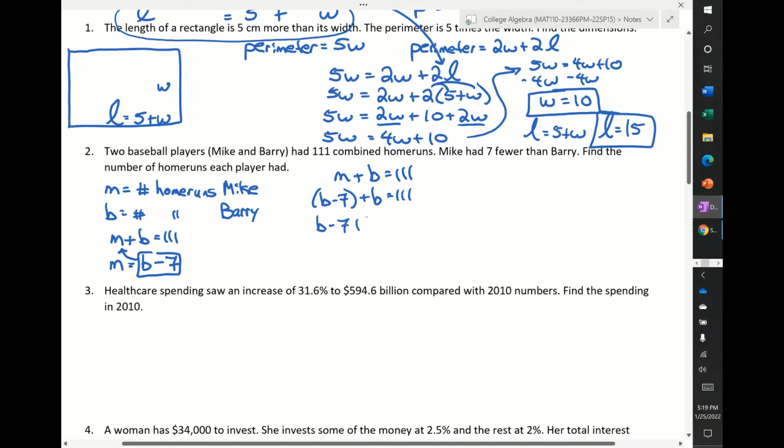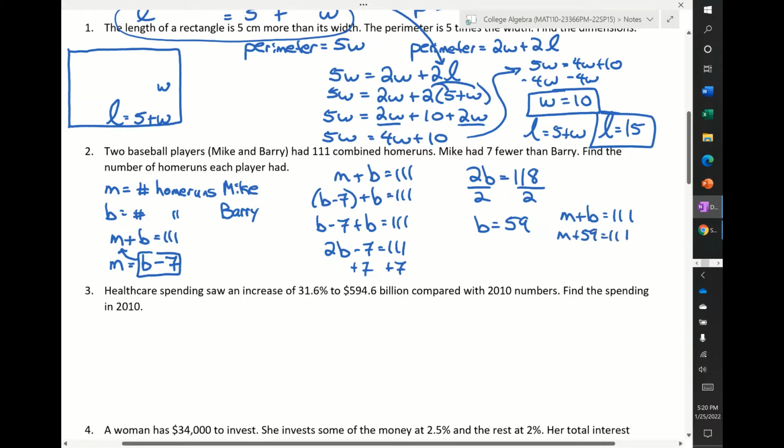We have B minus 7 plus B is equal to 111, combining our like terms. Add 7 and just use algebra to finish this. 2B would equal 118. Dividing by 2, we get B is equal to 59. If B is equal to 59, and we know that M plus B is 111, we could figure out that Mike got 52 home runs.